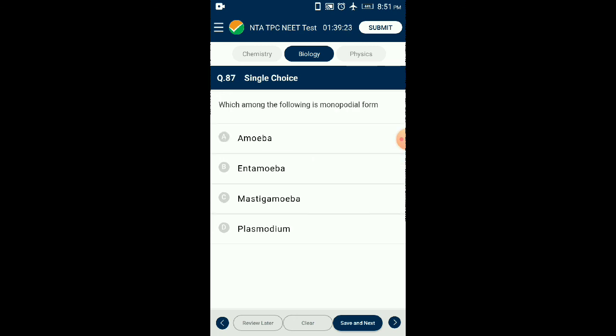Question number 87. Which among the following is a monopodial form? Entamoeba is an endoparasite and causes amoebic dysentery. It inhabits the upper part of the large intestine, for example the colon. The trophozoite has a finger-like pseudopodium which helps in feeding and irregular movements. The presence of only one pseudopodium makes it a monopodial form. So the answer for this question is option B, Entamoeba.